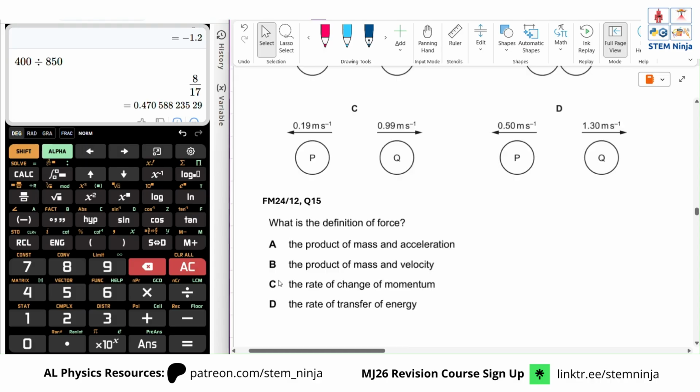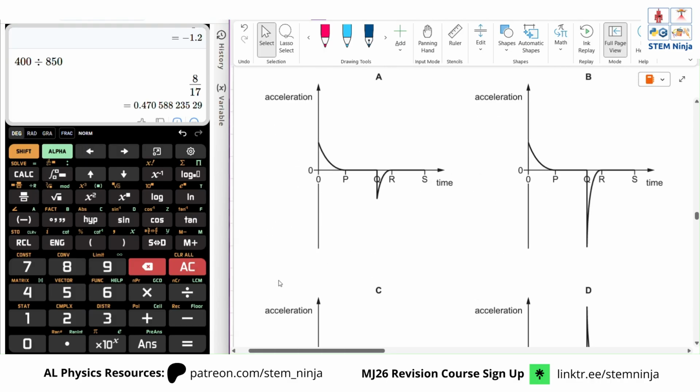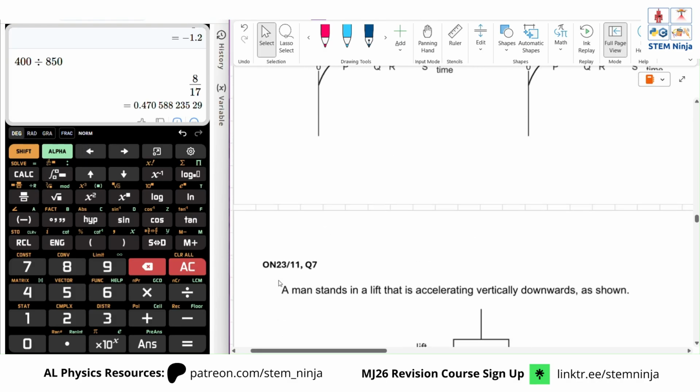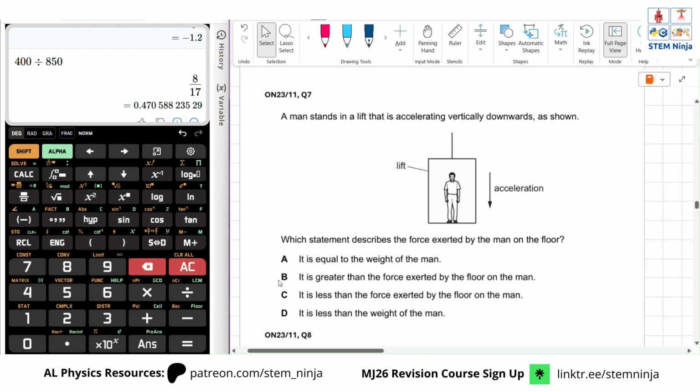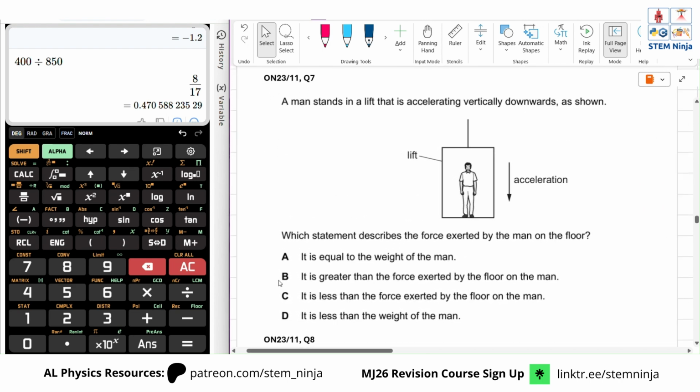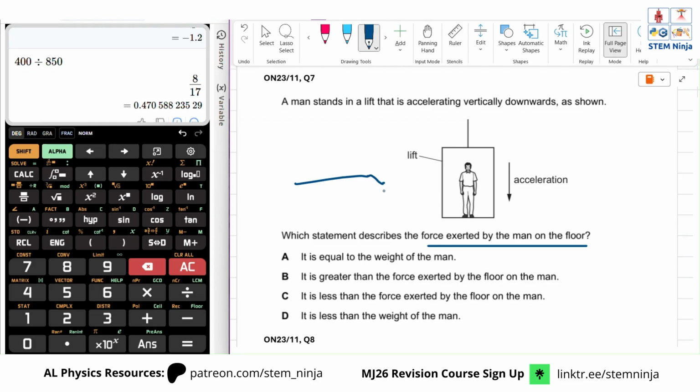Okay, all right. Let's try some paper 2 questions also. Okay, this is a good question. A man stands in a lift that is accelerating vertically downwards. Which statement describes the force exerted by the man on the floor? So remember, we talked about this. They're talking about the action-reaction pair.